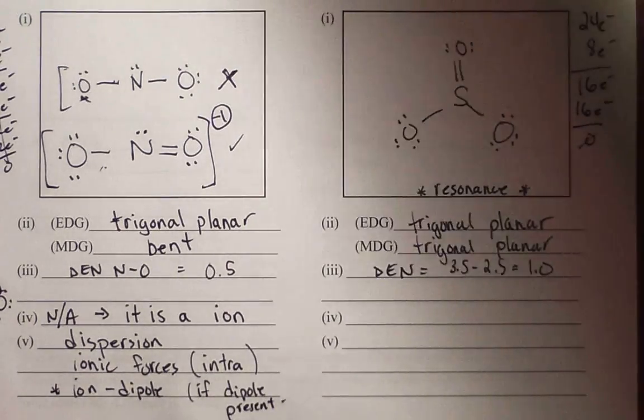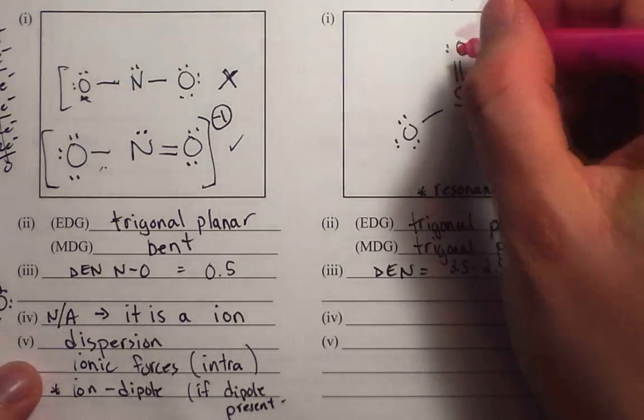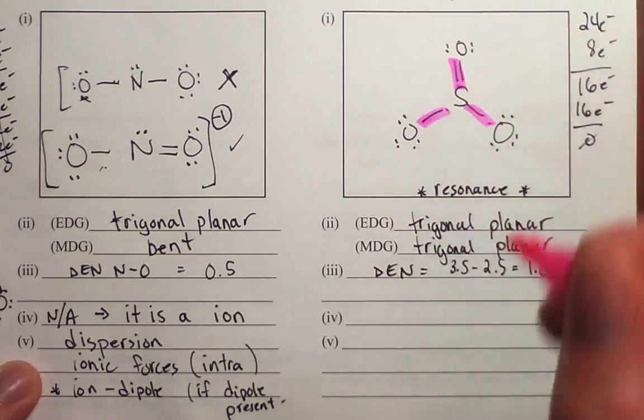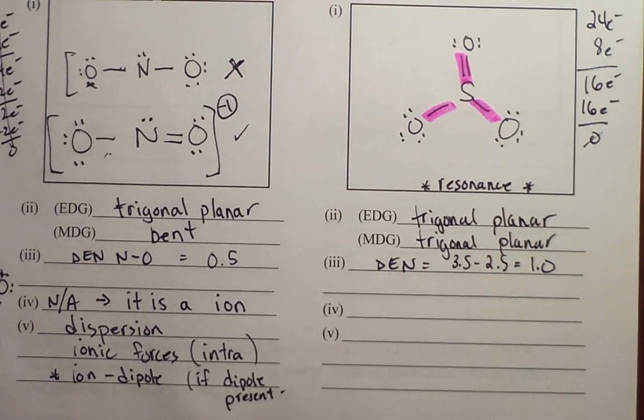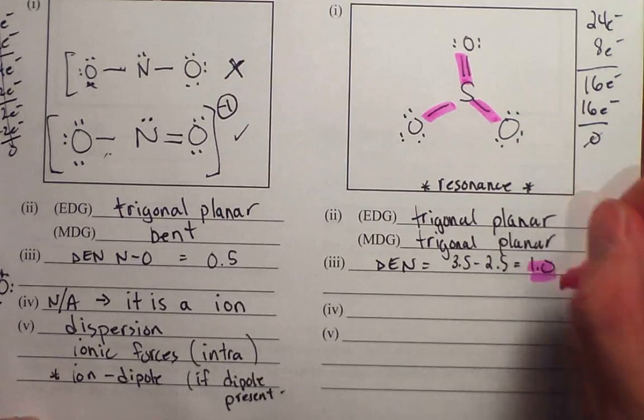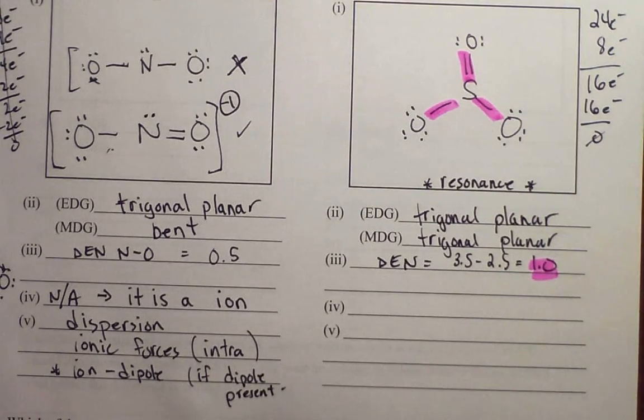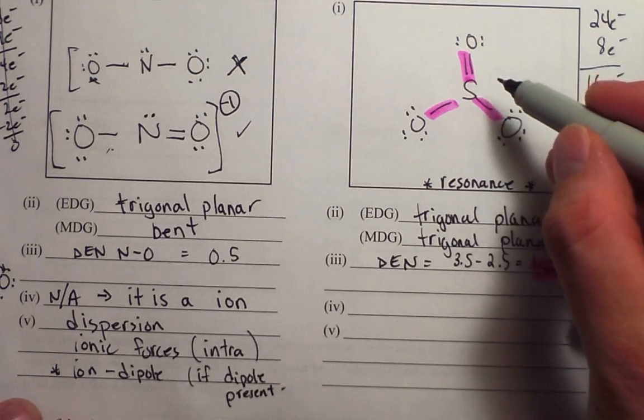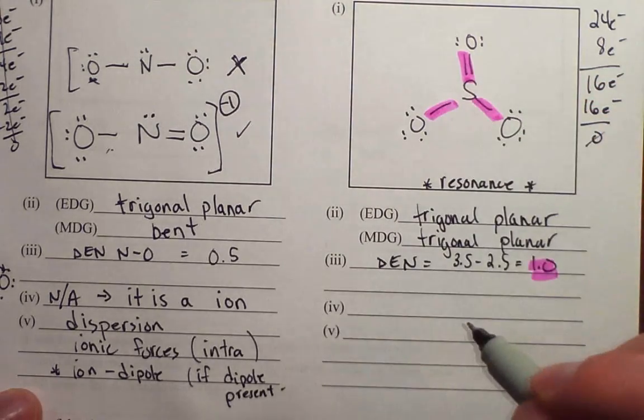What we have done throughout our course is simply highlight bonds that are polar. So we'll continue that process here because 1.0 is definitely in the polar covalent range. Now we look at the shape. This is trigonal planar with 3 of the same substituents.